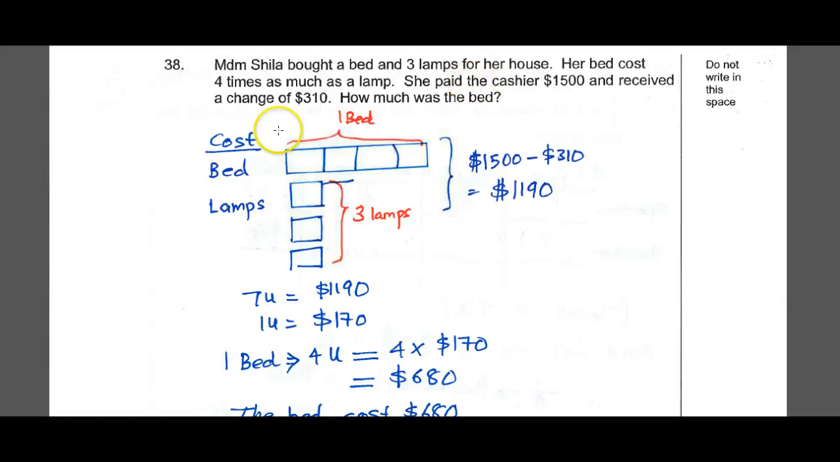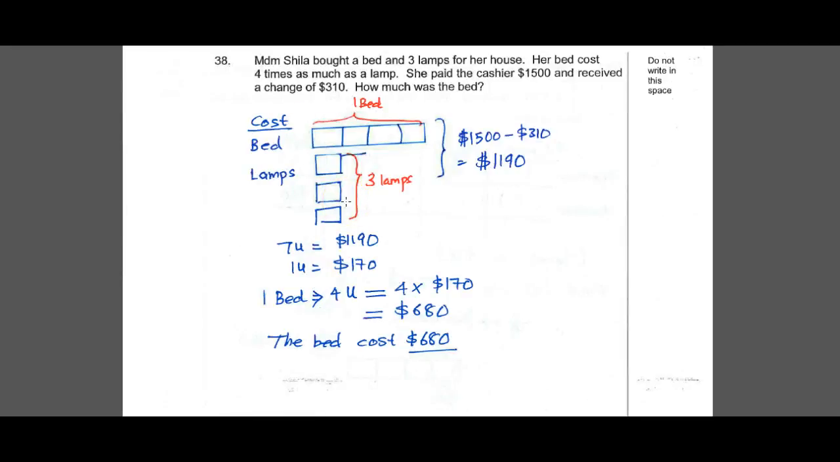You see the relationship now. The key word, or the key sentence, is here. Maybe I just do it a bit smaller so we can see. Now watch out for the key. The key sentence is this: 4 times. Can you see? A bed is 4 times, a lamp is 1 U. 4 times, this is 1 U only.